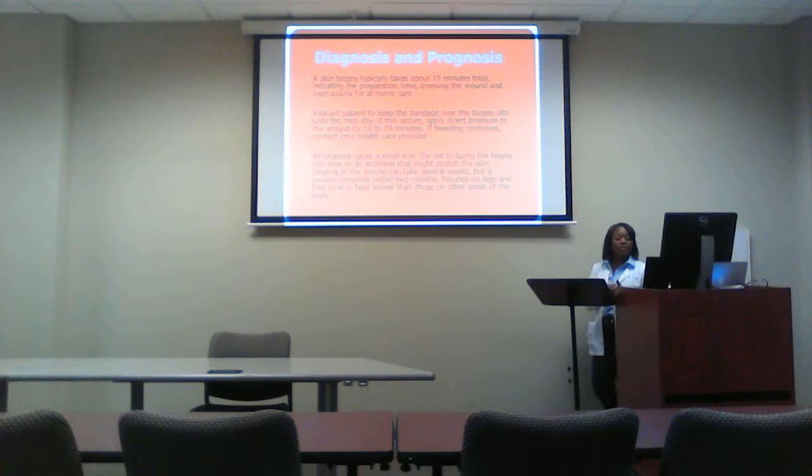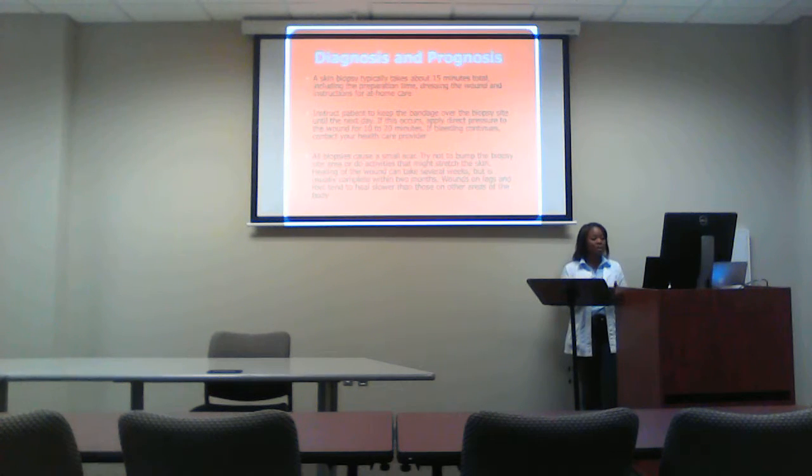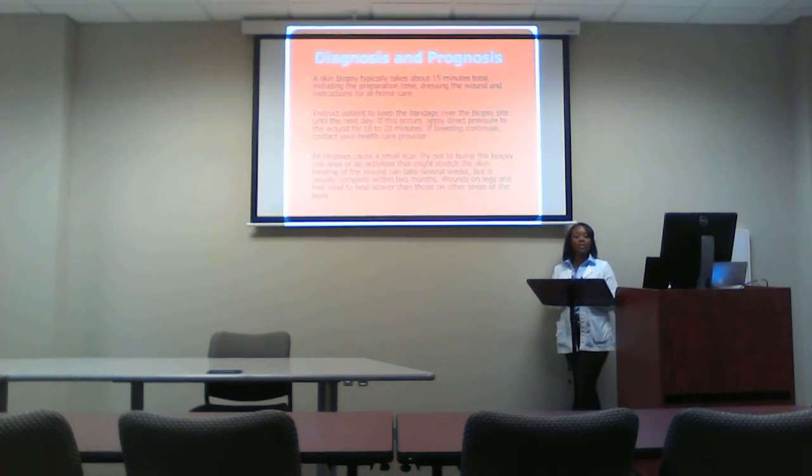A skin biopsy usually takes about 15 minutes total, including the prep time, dressing the wound, and instructions on wound care at home. You want to instruct the patient to keep the bandage over the biopsy site until the next day. If bleeding occurs, apply deep pressure to the wound for 10 to 20 minutes, and contact your healthcare professional if the bleeding does not stop after 10 minutes.